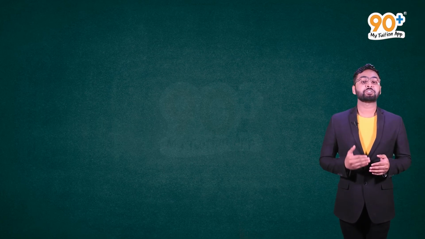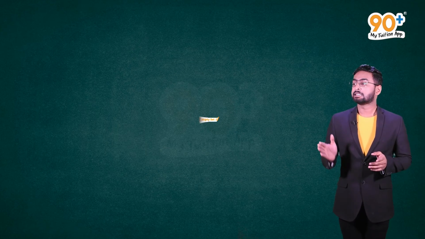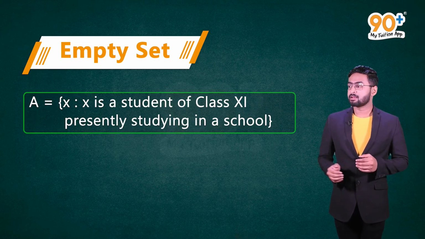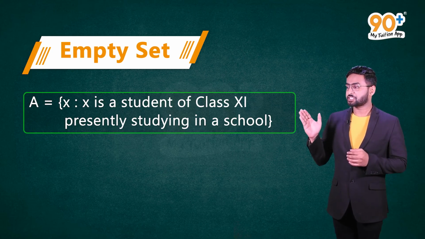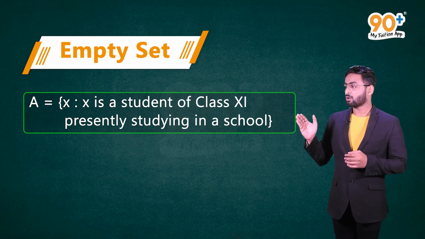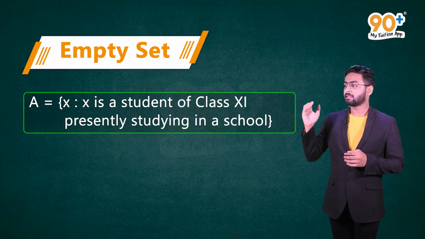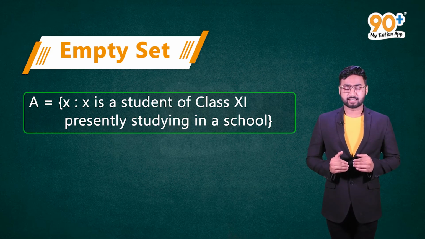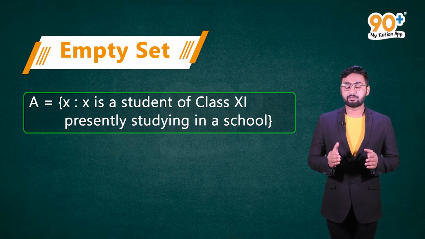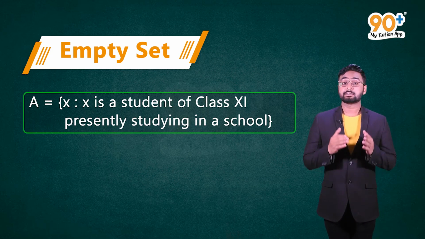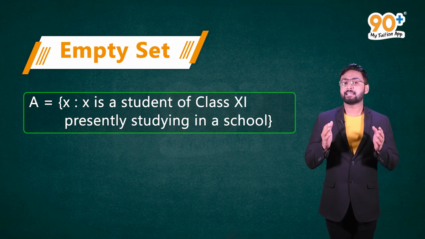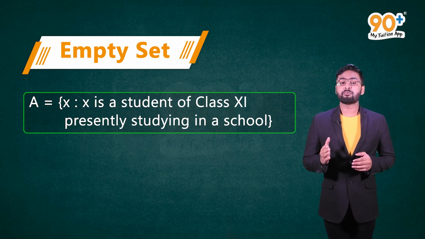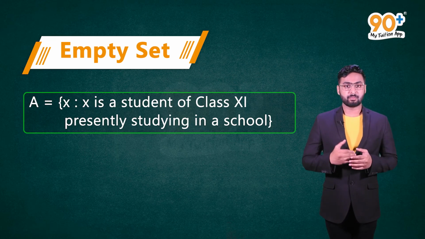Now let's move on to the next topic of our chapter, the empty set. Let us consider the set A, the set of all x such that x is a student of class 11 presently studying in a school. This set describes the students presently studying in class 11 of a school. The students of a class are easily countable, so we can say that this set consists of a fixed or a finite number of elements.